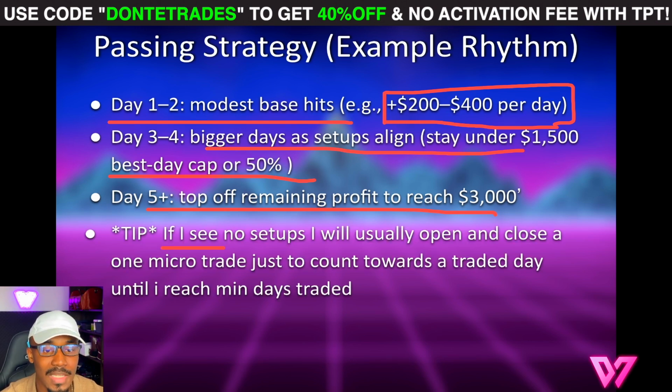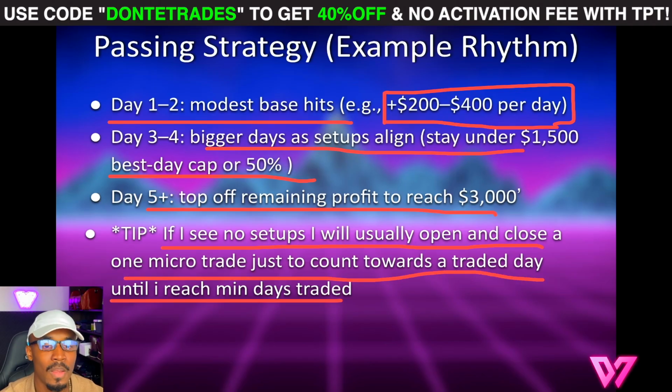So tip, if I see no setups, I usually will open and close one micro trade just so it can count towards the traded day, because again with TPT you have to trade for a minimum of 5 days to pass. So some days I won't see any proper setups, so you can literally just take a micro trade and open it and close it, and then it will just count as a trading day, so you don't actually waste that day, right? Because if not, it might take a lot longer for you to actually pass. So just a little tip for you there.